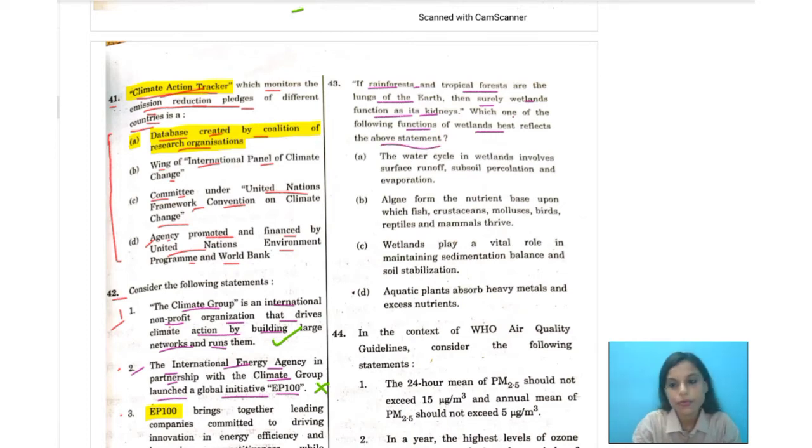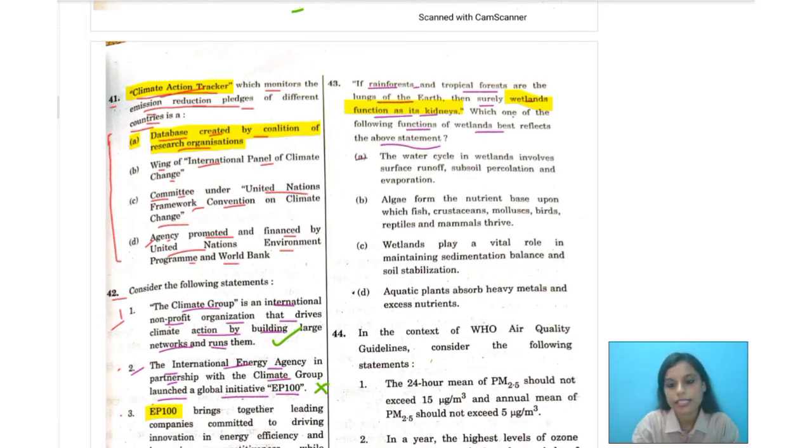Okay, so we need to prove the statement. Which statement? That the wetlands function as the kidneys of the earth. So we need to prove this statement. Let us go through the choices we need to choose from.